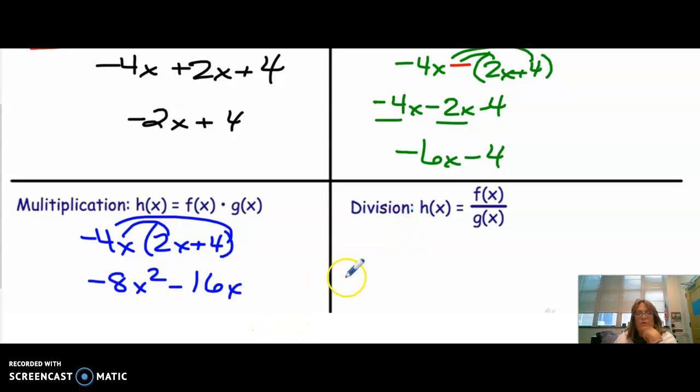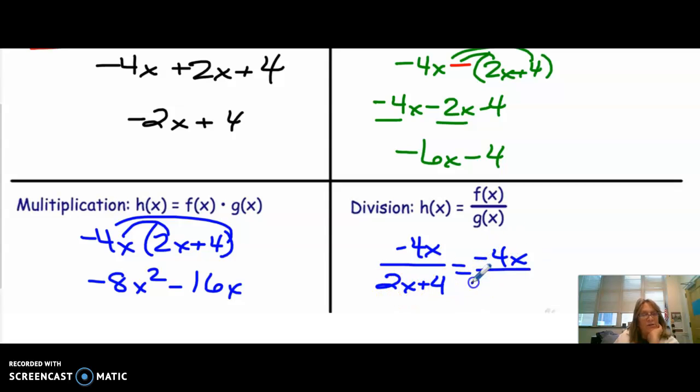Okay? For division, we're going to take our negative 4x. We're going to divide it by 2x plus 4. We're going to look to see if we can simplify, and technically we can. So I've got a negative 4x on top. I can take a 2 out of everything on the bottom. And then I can divide 2 into negative 4, and that'll leave me with a negative 2 there. So for my final answer here, I have a negative 2x over x plus 2. Okay?